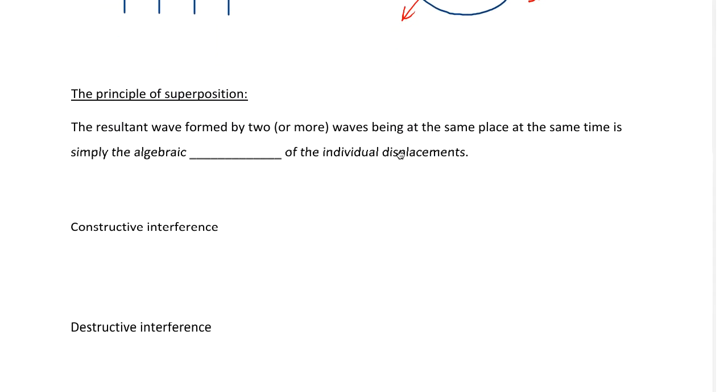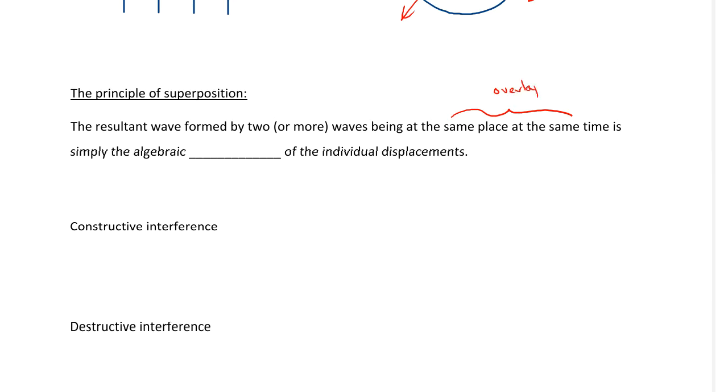The principle of superposition says that when you have two or more waves that end up overlapping at the same place at the same time, and we call this overlap interference, then we get a resultant wave, the amplitude of which, or the displacement of which from the equilibrium, is just the algebraic sum of the individual displacements of the two waves. Algebraic meaning we care about the sign. So let's take a look at what that means.